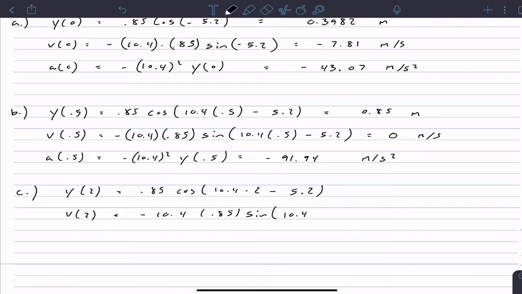Just going through the calculations. This is 10.2 times 10.4 times 2 minus 5.2. Okay, and then a of 2 is equal to negative 10.4 squared times y of 2.